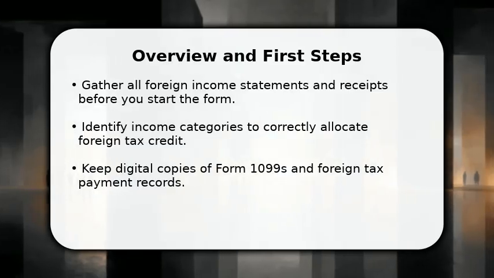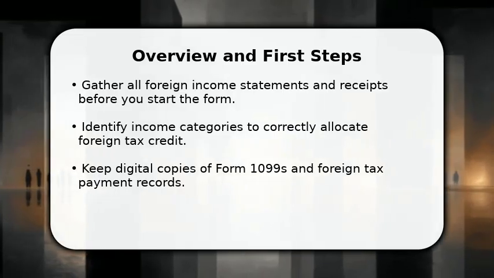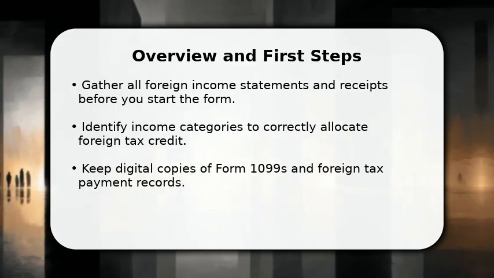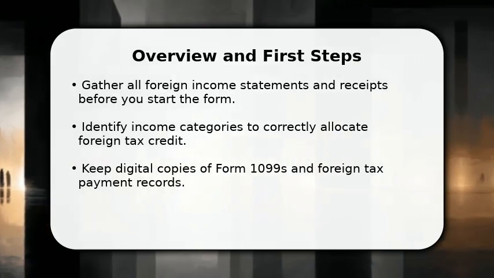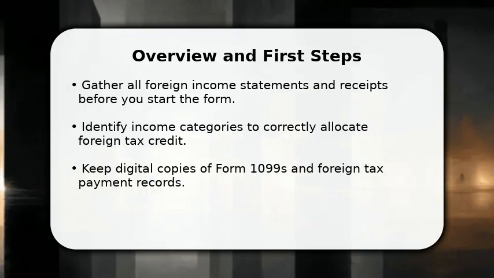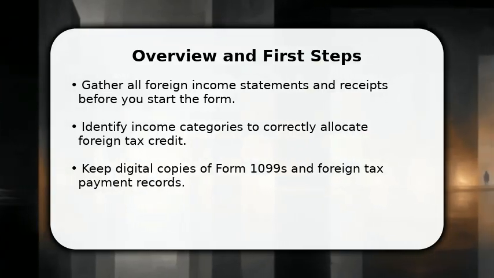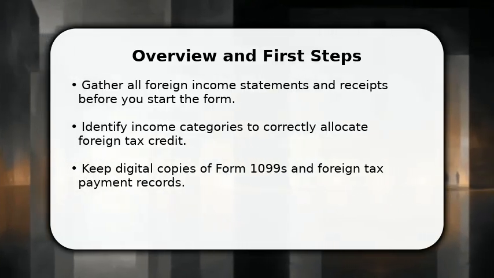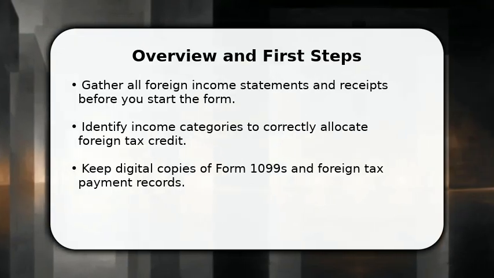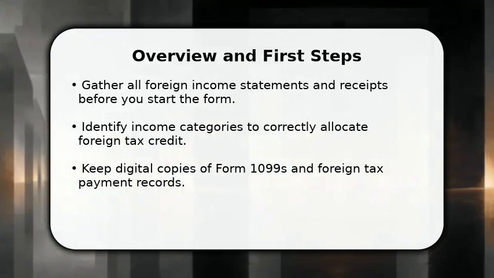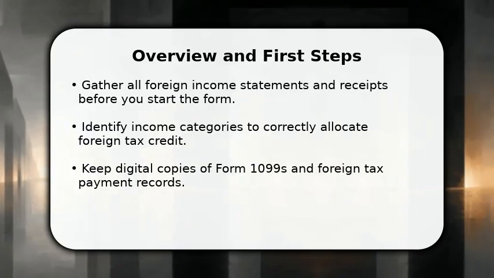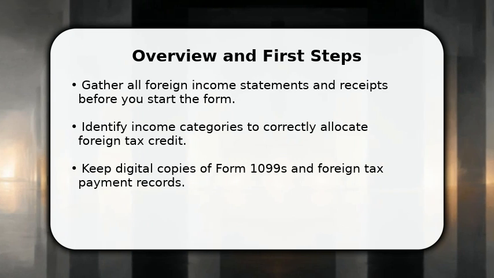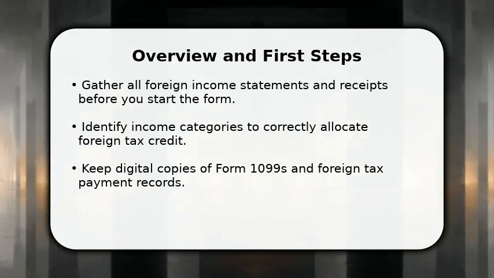In this video, I will explain how to file Form 1116. Start by collecting all foreign income documents, Form 1099, and receipts, then sort income by category to determine which credit sections apply. Calculate total foreign taxes paid and note currency conversions. Use clear labels for each income type, and maintain a summary worksheet to track figures before you begin entering data on Form 1116 to avoid mistakes.